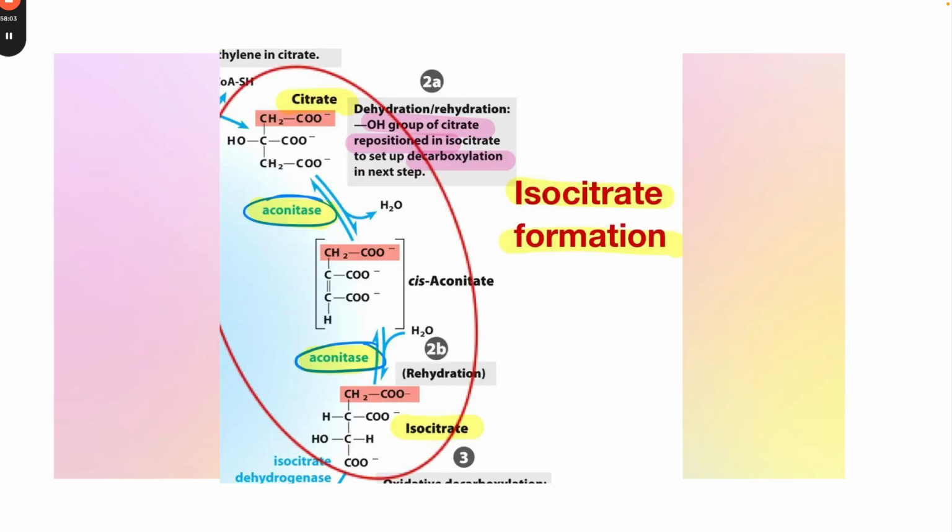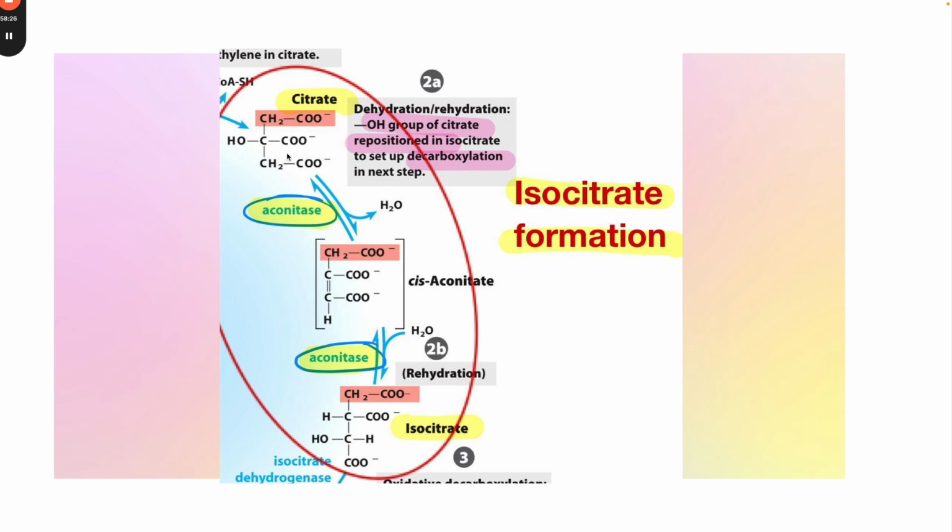All right, so after citrate formation, then we're going to isomerize it. We're going to make isocitrate. So this basically takes 2 sub-reactions, and they both use the enzyme aconitase. So in the first part, let's say reaction 2A, a water molecule is being removed, and so it dehydrates the citrate into a molecule called cis-aconitate.